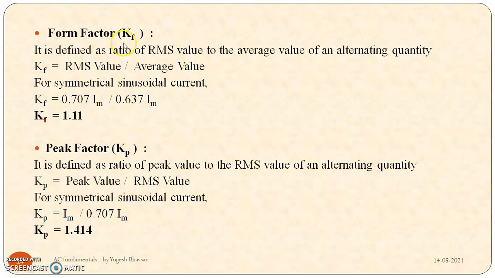The next term is the form factor, denoted by Kf. It is simply the ratio of RMS value to the average value of that alternating quantity. So Kf is equal to RMS value by average value. For symmetrical sinusoidal current, we have calculated the RMS value as 0.707 times the maximum value and the average value as 0.637 times the maximum, so it will get cancelled. So the form factor is 1.11.